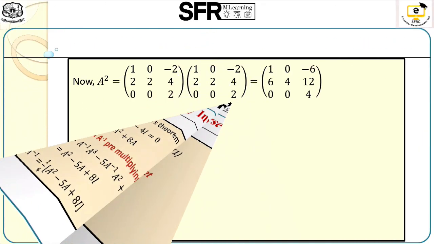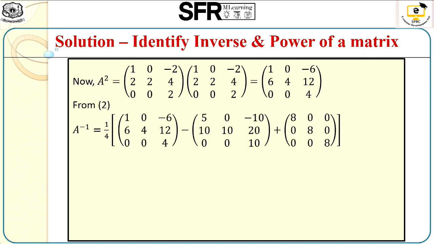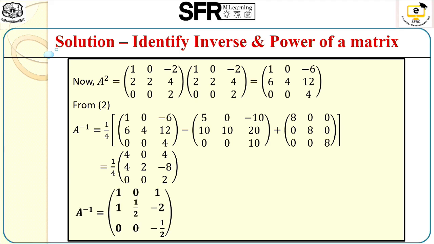Just by replacing all those values, we will get A squared as 1 0 minus 6, 6 4 12, 0 0 4, and then A inverse equal to 1 by 4 into replace its values. We will get the answer as 1 by 4 into 4 0 4, 4 2 minus 8, 0 0 2. So, this is one way of finding A inverse with the help of the Cayley-Hamilton theorem.